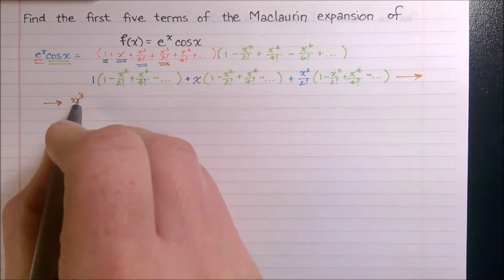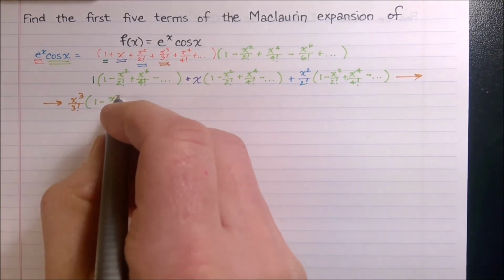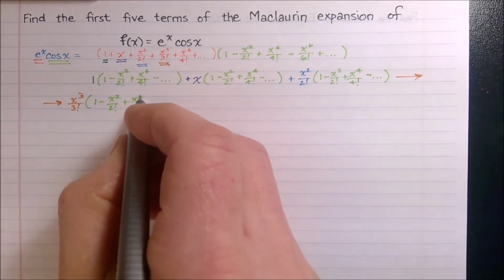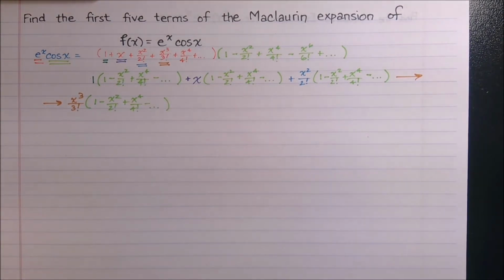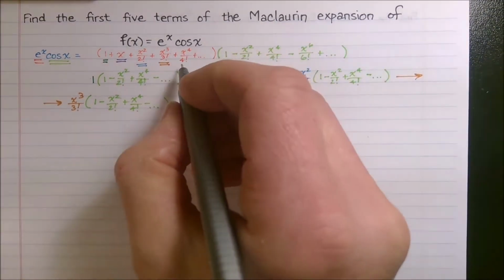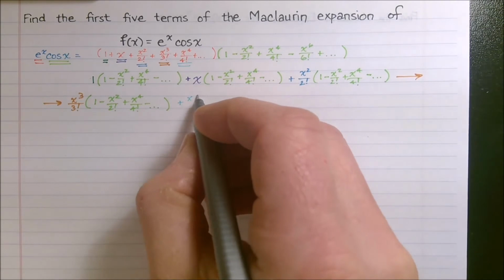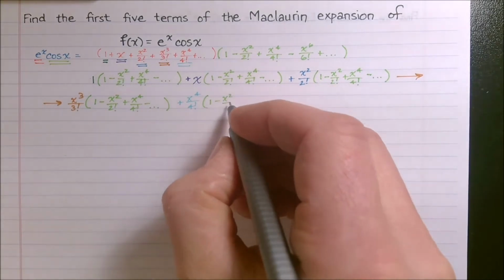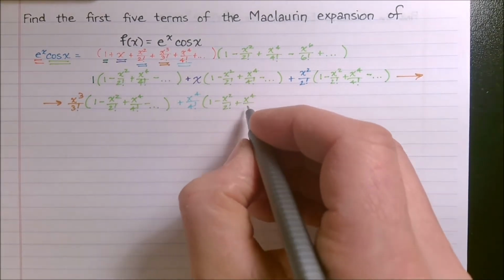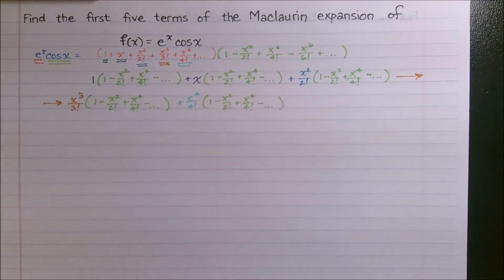So that's x cubed over 3 factorial. 1 minus x squared over 2 factorial plus x to the 4th over 4 factorial minus dot, dot, dot, right? And we've got one last one to do. One more. So last one, we're going to take this guy, and this will be 1, 2, 3, 4, 5 terms. So that's plus x to the fourth over 4 factorial, again, times 1 minus x squared over 2 factorial plus x to the fourth over 4 factorial minus ... right? So those are our first 5 terms.